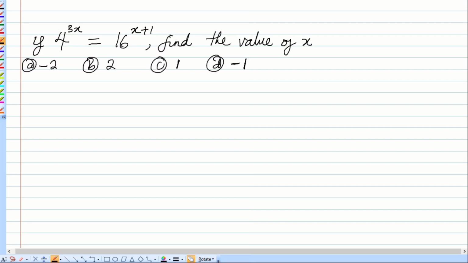Okay, so we have another question from the WAEC. This question was extracted from the OBJ WAEC 2022. That should be question OBJ number 6. So we have, if 4 raised to the power 3x is equal to 16 raised to the power x plus 1, we should find the value of x.